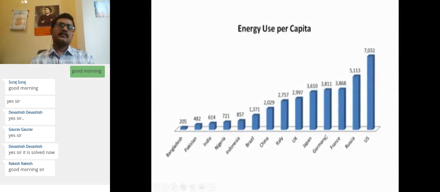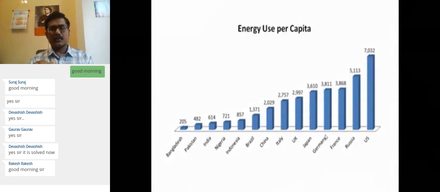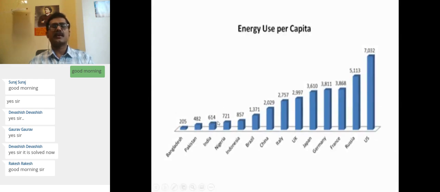So these facts have been compiled maybe some 3-4 years ago. There may be some slight changes in the pattern for this energy consumption, so it needs to be updated as well. As far as the Asian countries are concerned, Bangladesh, Pakistan, India have very small consumption of energy per capita. Okay, 614 as far as India is concerned.